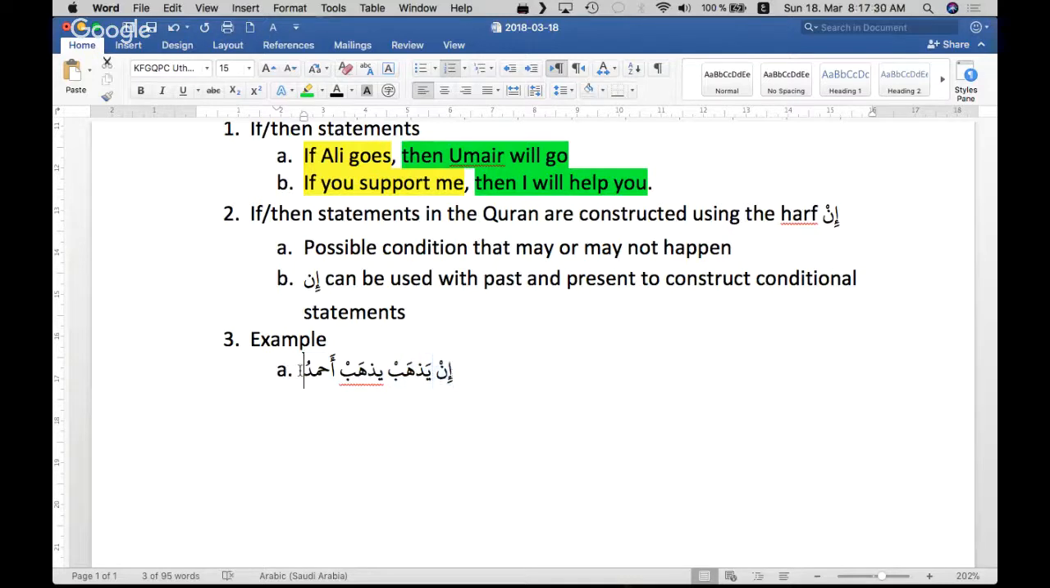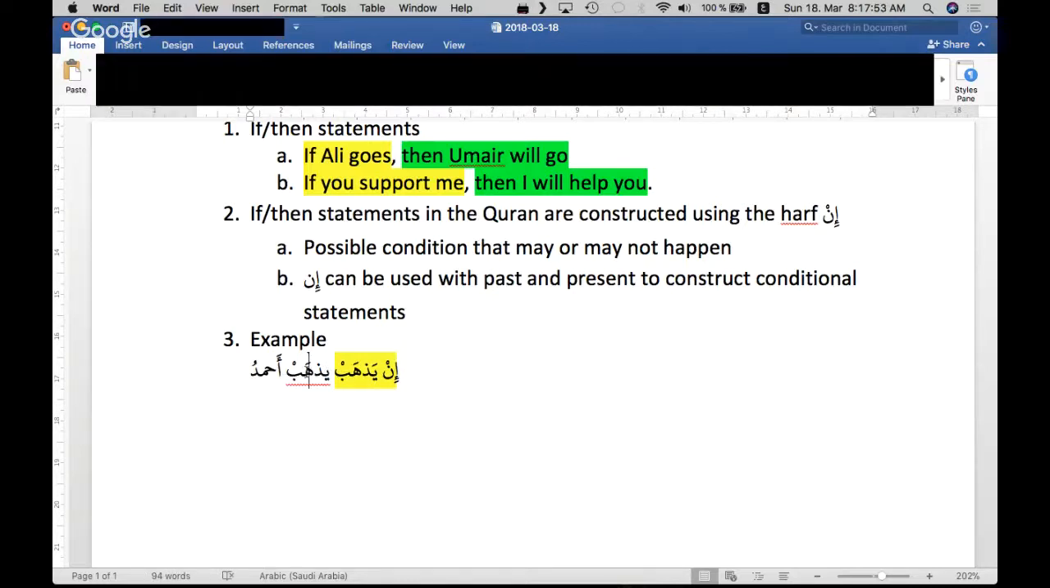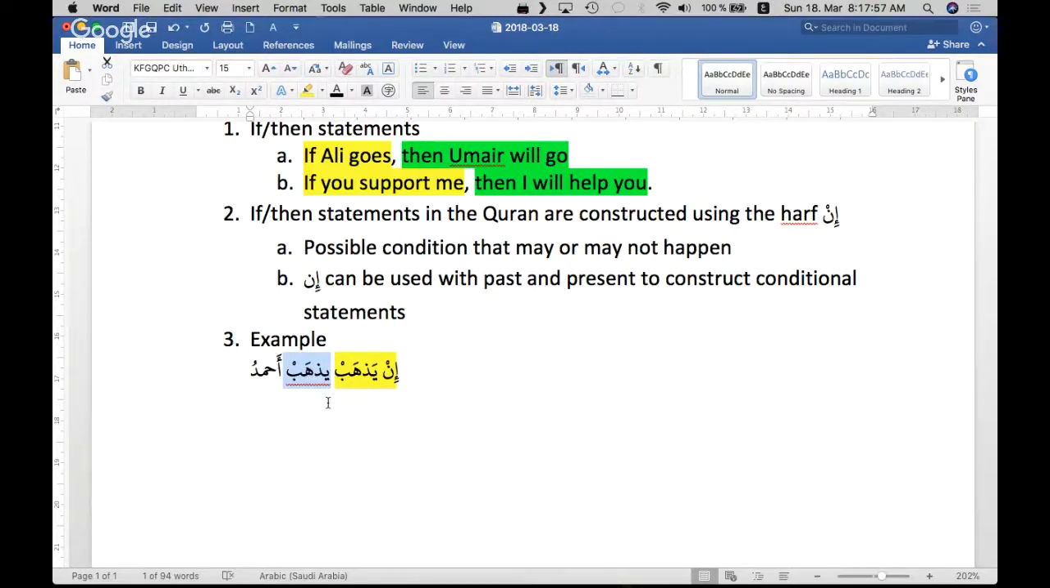okay? Let me just remove the bullet so it becomes easier for me to manage. If he goes is the yellow part, which is the condition. If he goes, yazhab Ahmadu. Now there's another yazhab here. Now look at this yazhab very closely.